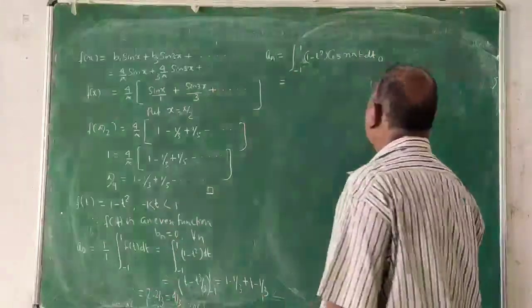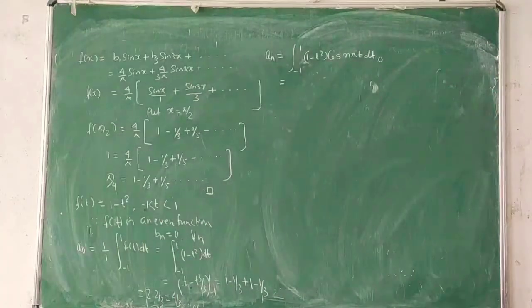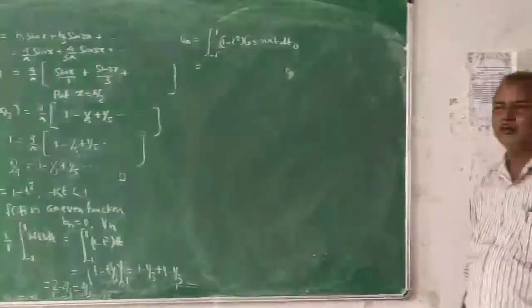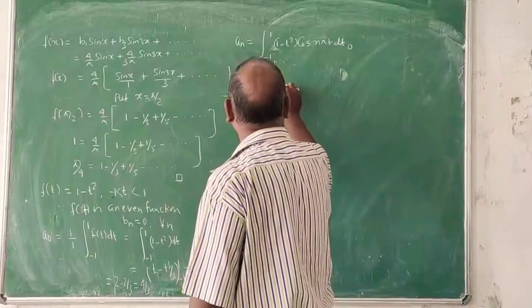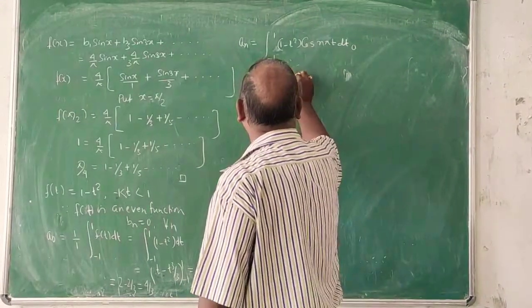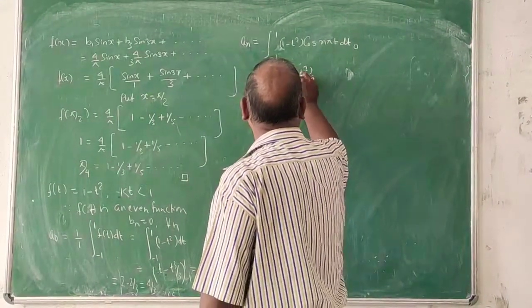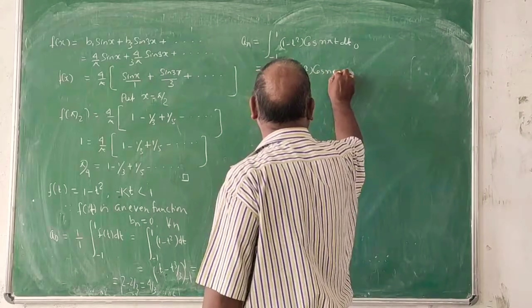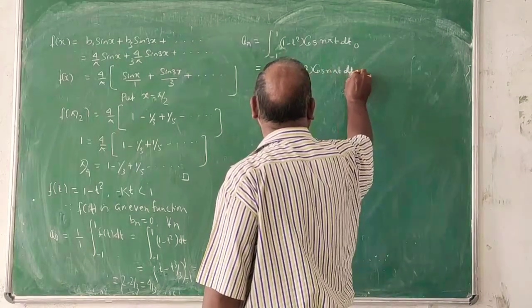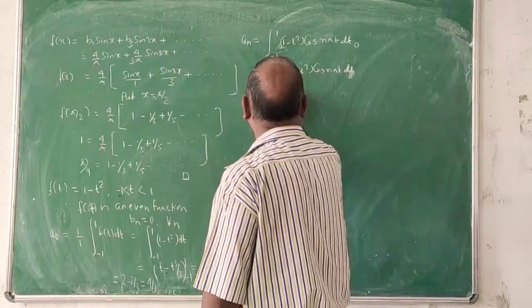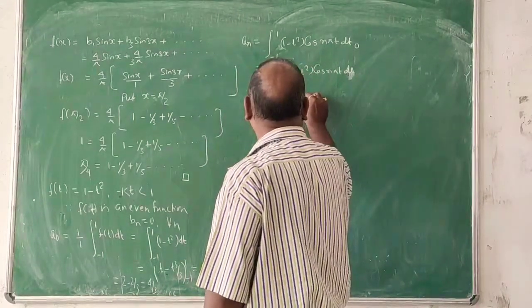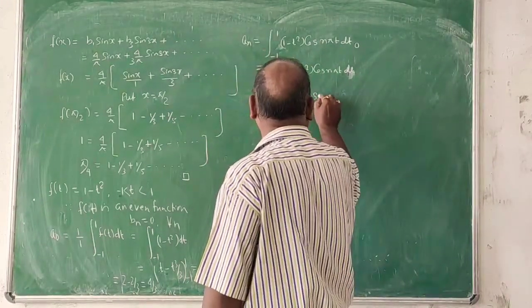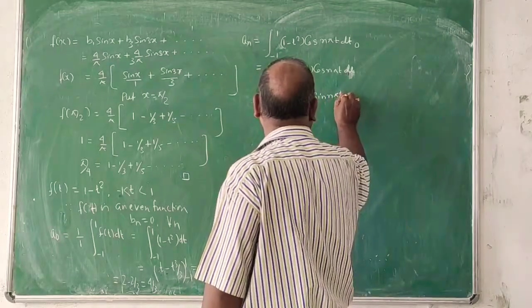So you look at this, this is an even function, is it not? By the property of even functions, it is 2 times the integration of 0 to 1, 1 minus t square into cos of n pi t into dt. Integrate by parts. This is u, this is dv. 1 minus t square. This one is sine n pi t by n pi.